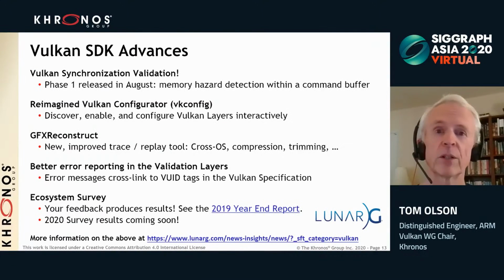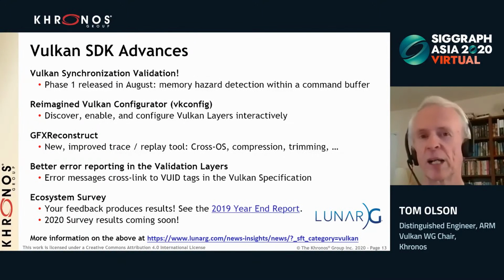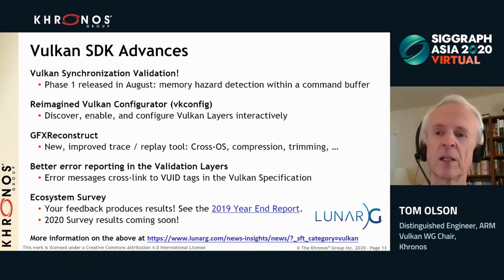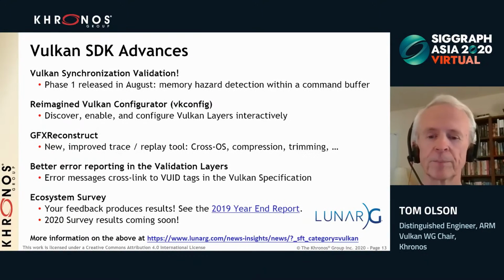There's a new Vulkan configurator to help you discover and make use of the layers that are installed on your system. There's a new trace and replay tool called GFX Reconstruct. And there's significantly better error reporting. So when you get a validation error message now, it points you straight to a specific validation statement in the specification telling you the application did something which violates this constraint, and therefore there's a hazard and we cannot predict what will happen. So that helps you find and fix your bugs more quickly.